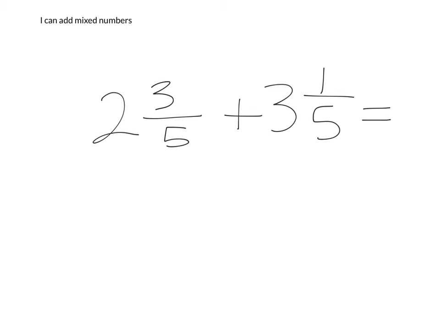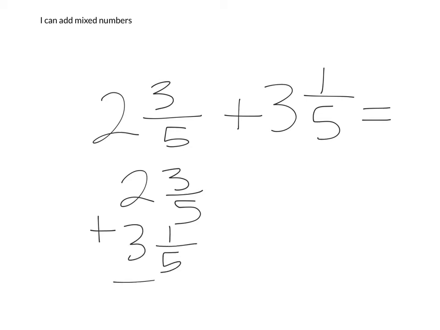If we wanted to add mixed numbers, it is helpful to write the number one above the other first. So first, I want to rewrite my problem on top of each other. Then I want to add the fractions to get 4/5. 3 plus 1 is 4/5. Then I can add my whole numbers. 2 plus 3 is 5. So my answer to this problem would be 5 4/5.